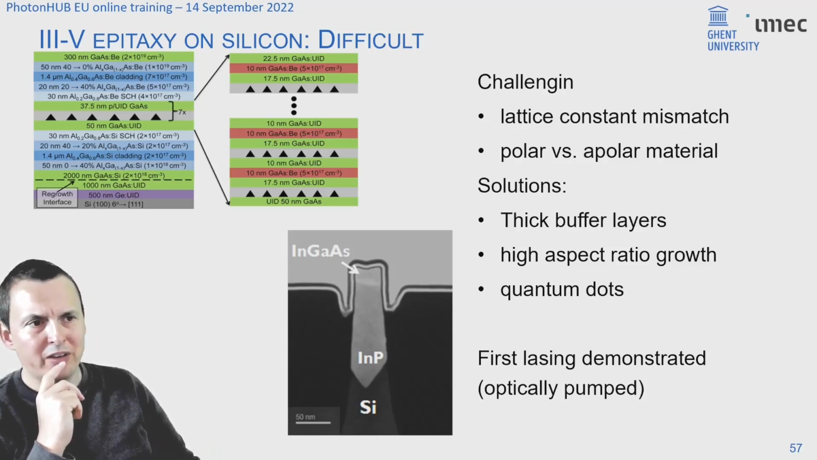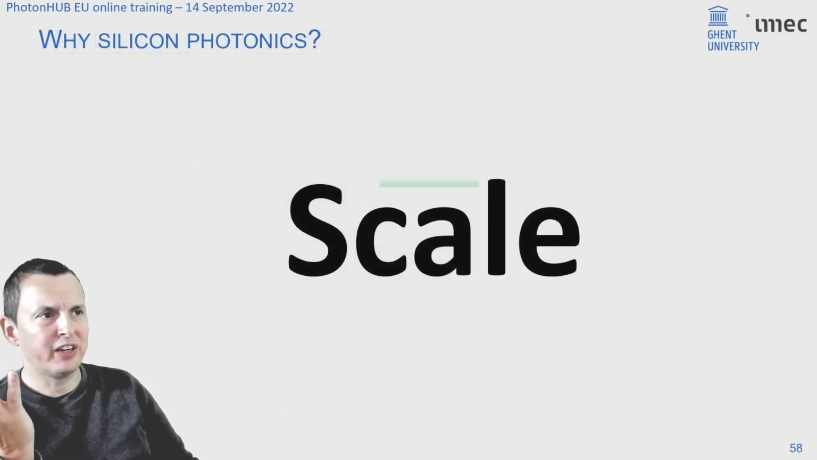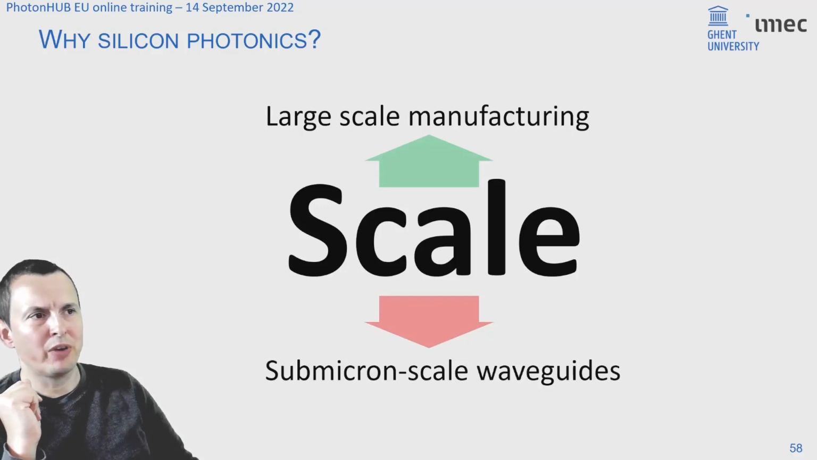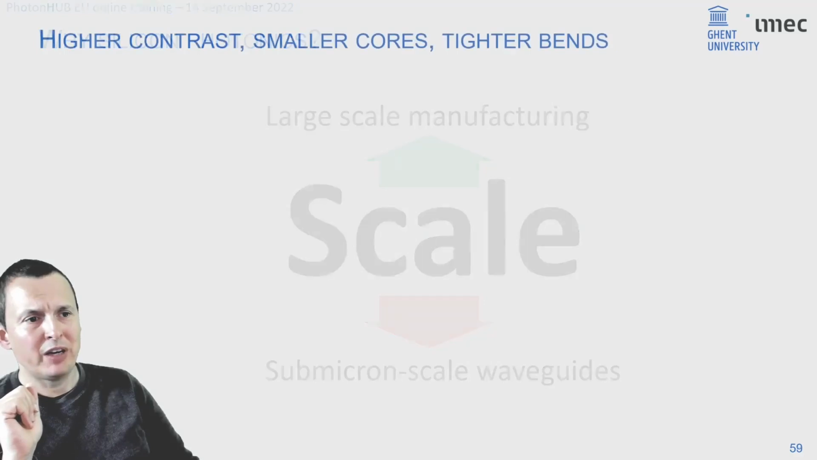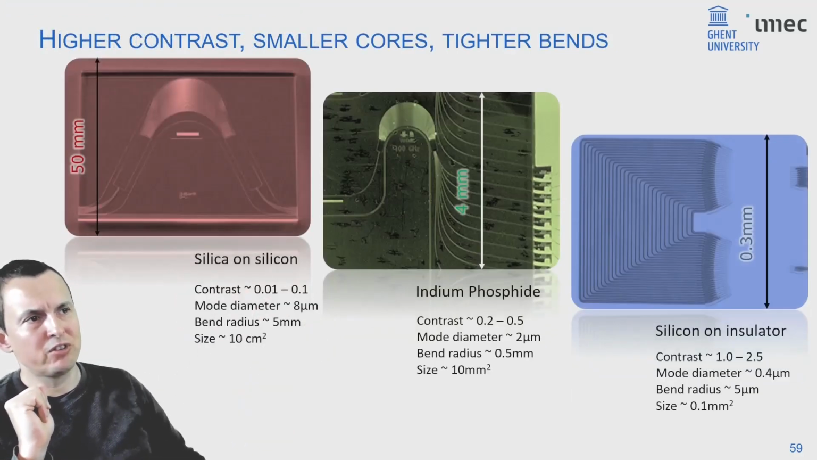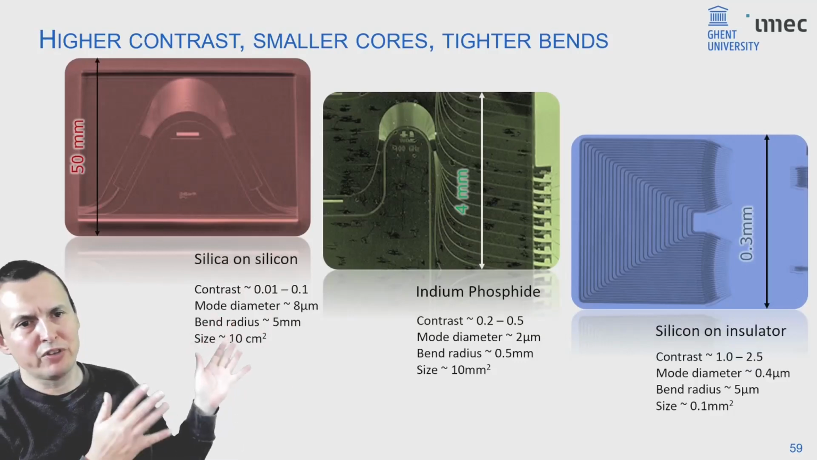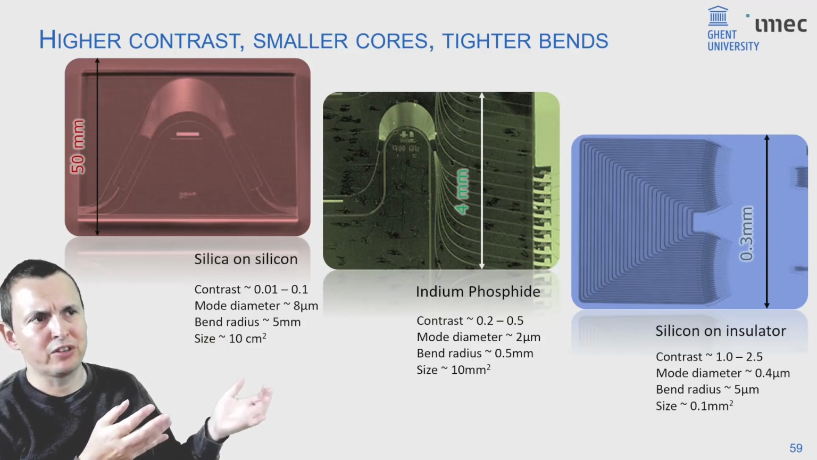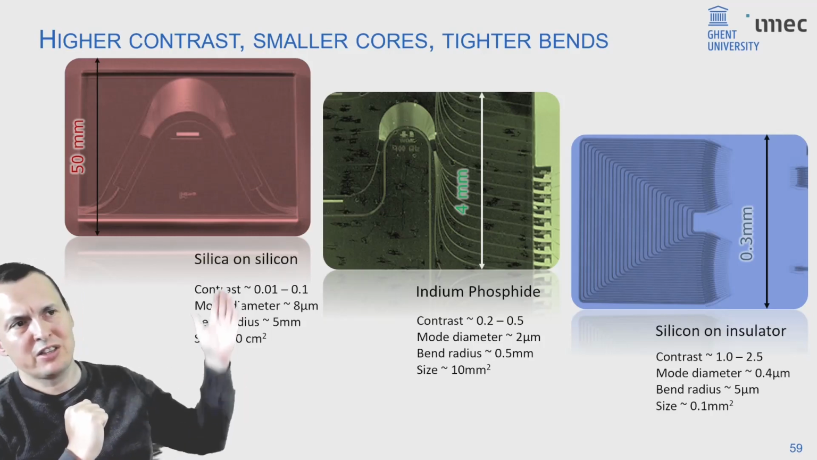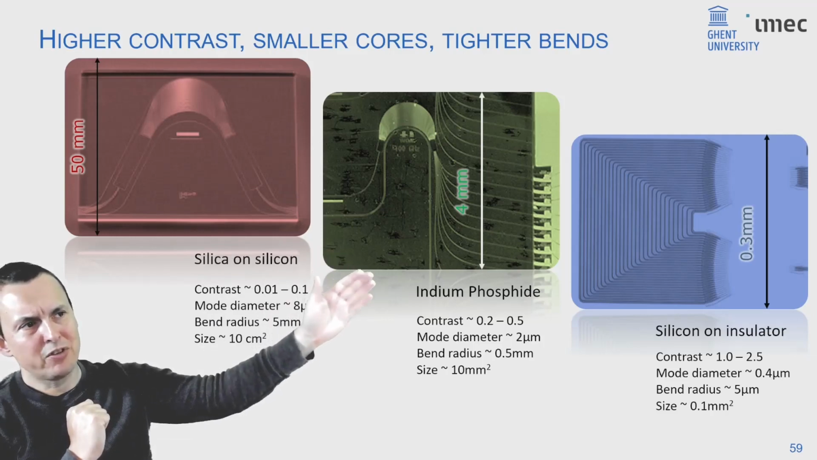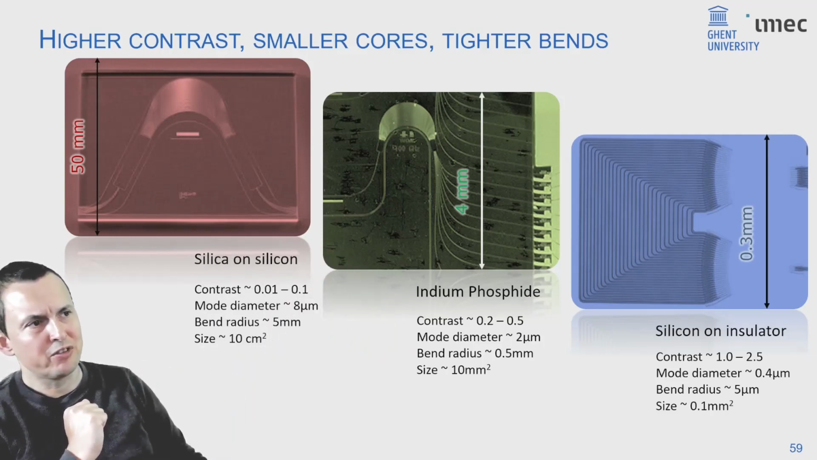So again, why silicon photonics? Well, the scale: you can go to large scale manufacturing, you can go to submicron scale waveguides. And that actually gives you enormous benefits because you can now integrate many more functionalities onto the same footprint. This is an example of an arrayed waveguide grating. It's a kind of a spectrometer or filter circuit. This is done in a low contrast glass system. This is in medium contrast indium phosphide and in high contrast silicon photonics.